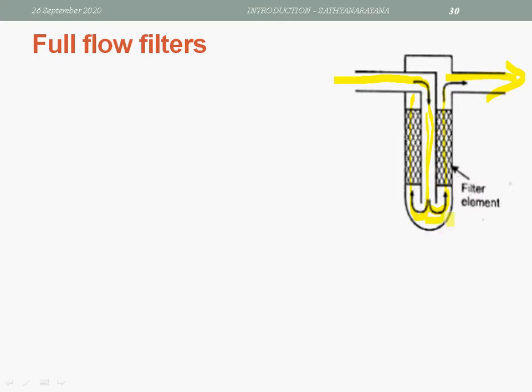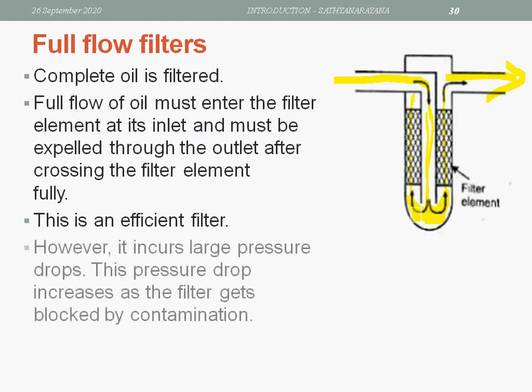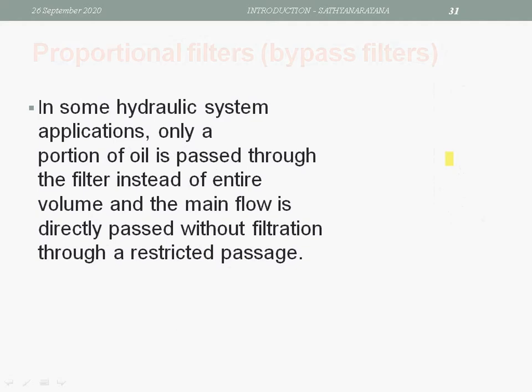Whatever oil is circulating, the whole amount is filtered out. So these are some of the important points of the full flow filter, and it is also an efficient filter. But the one drawback is that there is a large pressure drop. Because of this filtering element or mesh, we get an increase in the pressure drop. That is the drawback of the full flow filter.